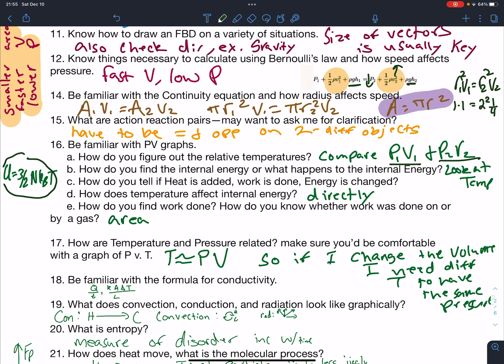And how does temperature affect internal energy? It's a direct effect. If you double the temperature, you double the internal energy. And how do you define the work done? You find the work done by doing the area.